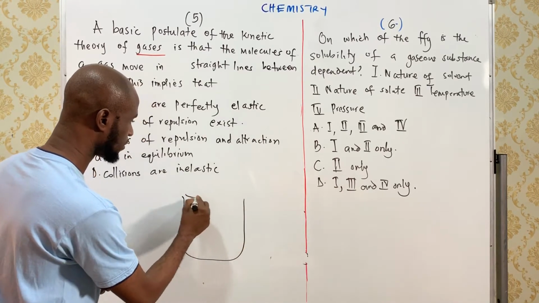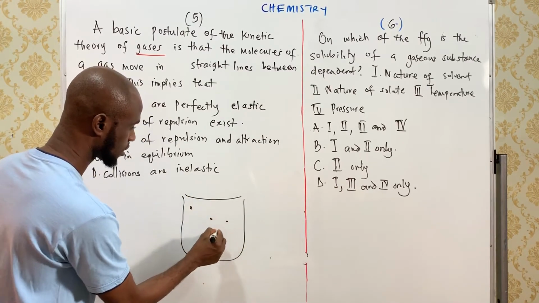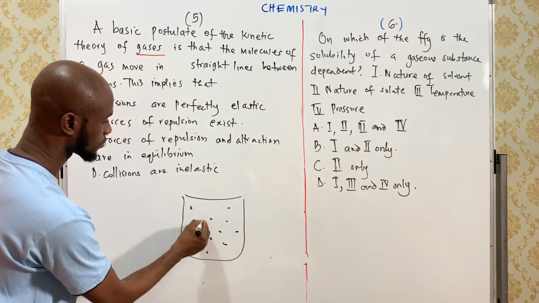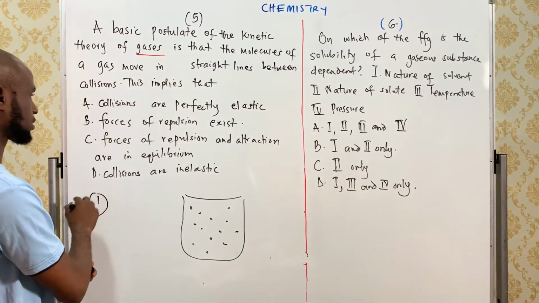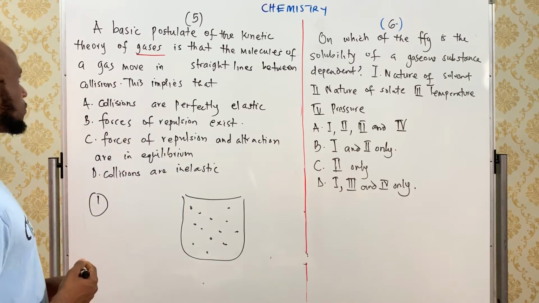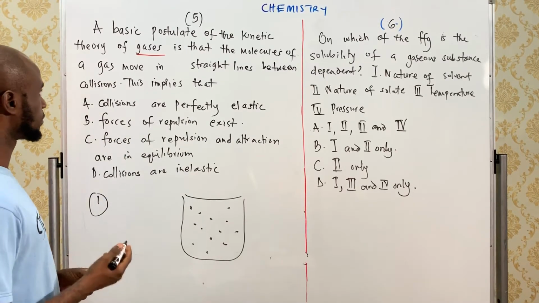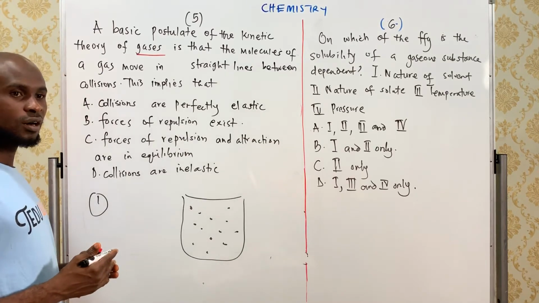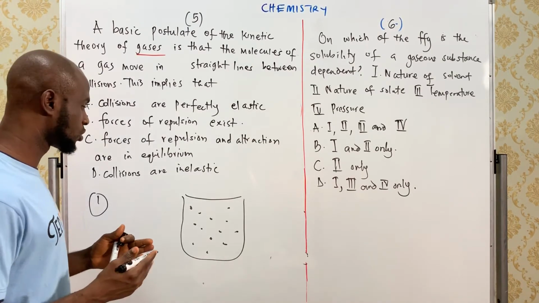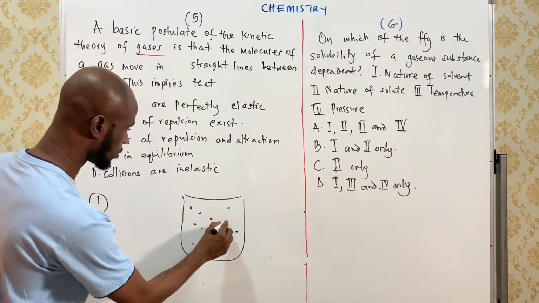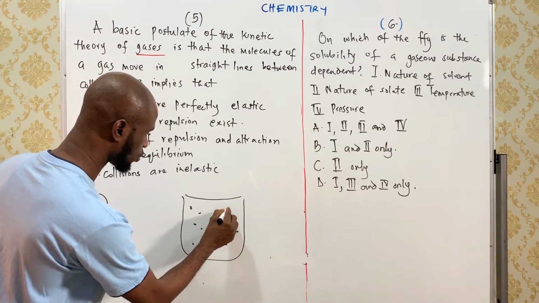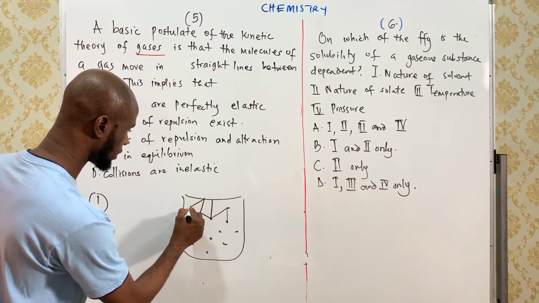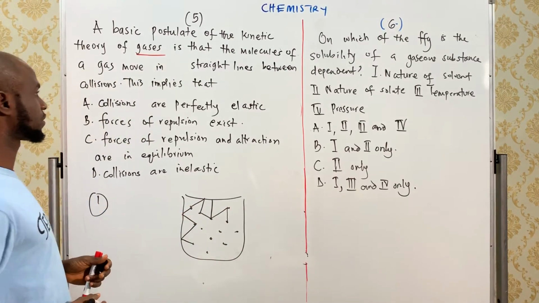Let's assume we have gas molecules in this container. The first theory states that molecules of gases move randomly in straight lines, colliding with one another and with the walls of the container. So that was the first theory.